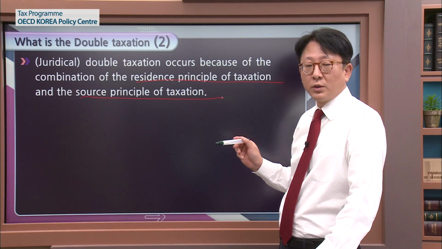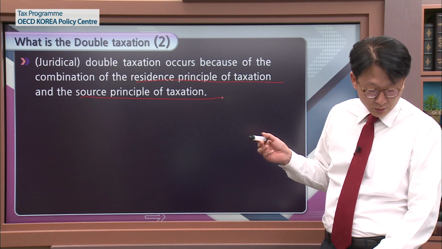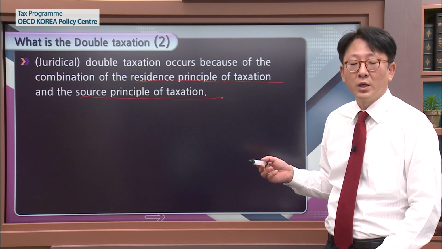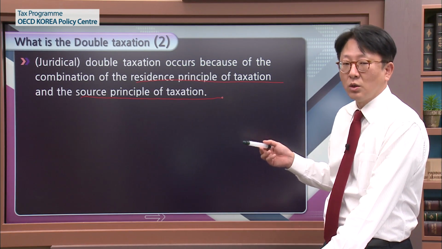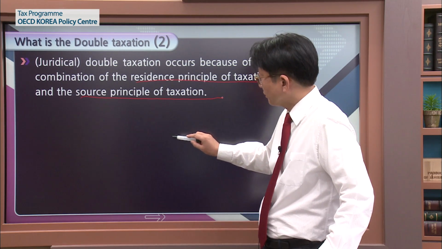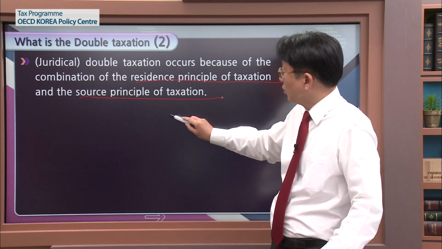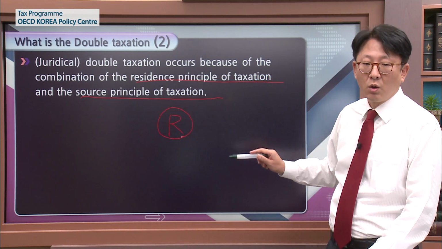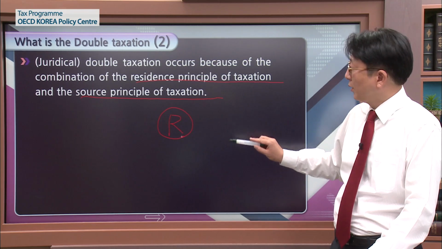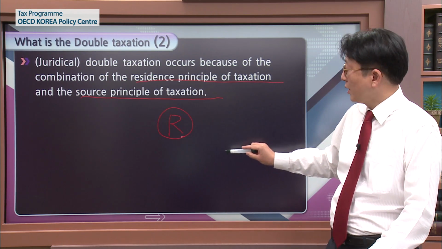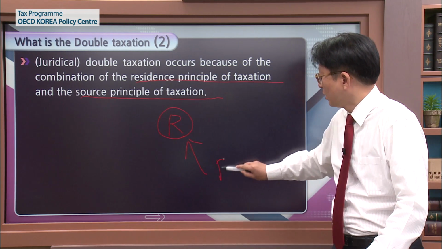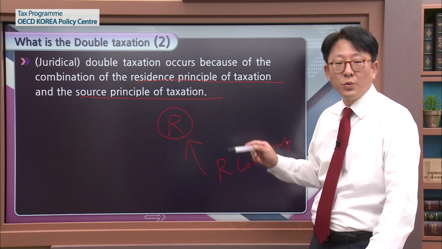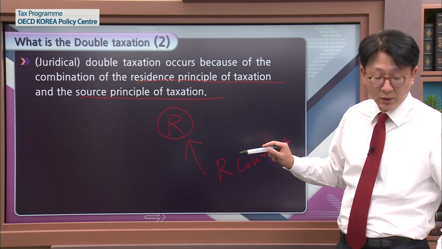First, the residence principle of taxation is like that. In the international aspect, there are two ways of claiming tax on certain income. Let's take the example here. Here is the company R, and it earned incomes all over the world. And the state of R, country R, can claim their taxing right on the income earned by the taxpayer R. This is the residence principle of taxation.